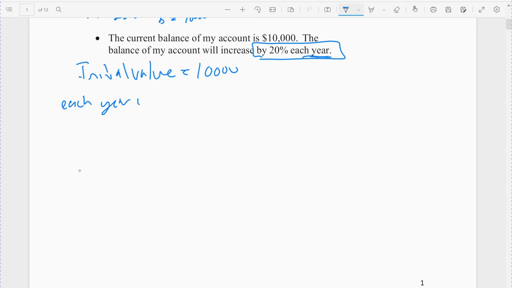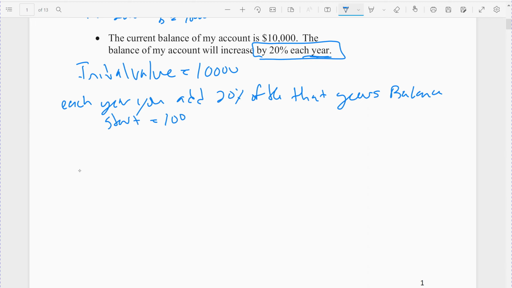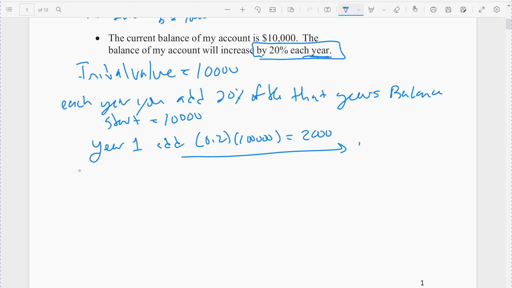Each year, you add 20% of the previous year's, or that year's, balance. Alright, so when you start, you had 10,000. So then by year 1, when year 1 goes by, you get to add 20% of 10,000. So that'd be 0.2 times 10,000, which means you get to add $2,000. And so by the end of year 1, you do have 12,000.